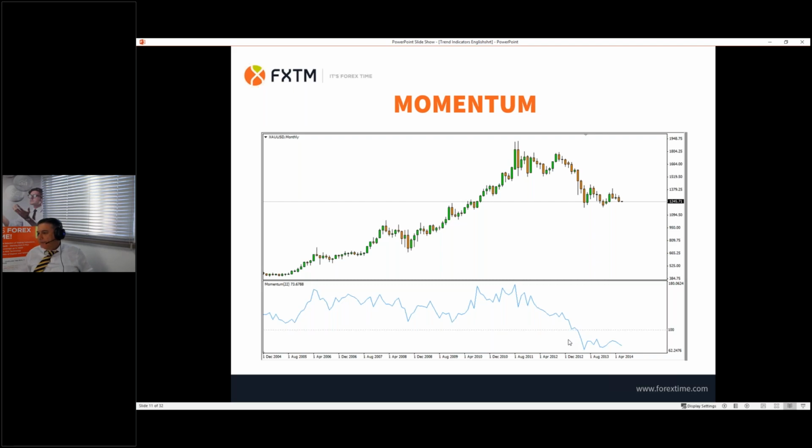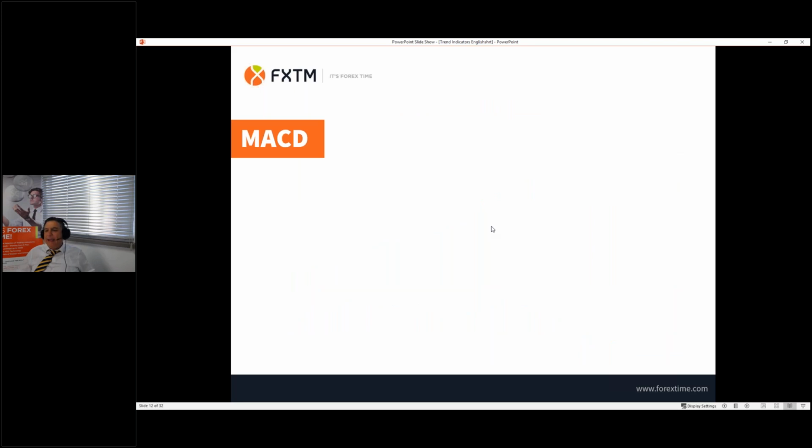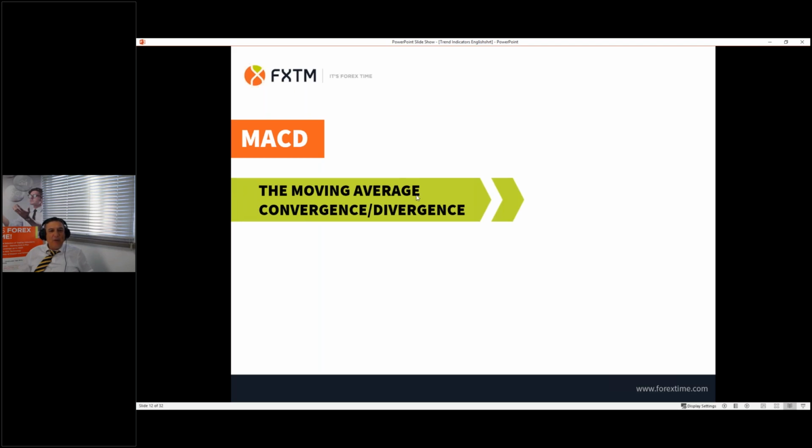All right, guys? Very good. MACD. This is another oscillator that we're going to use. MACD stands for Moving Average Convergence Divergence.